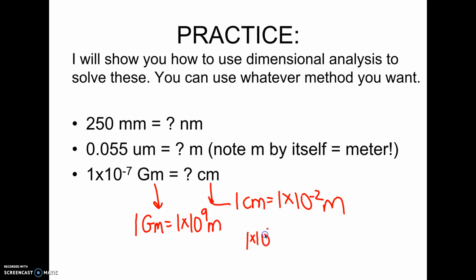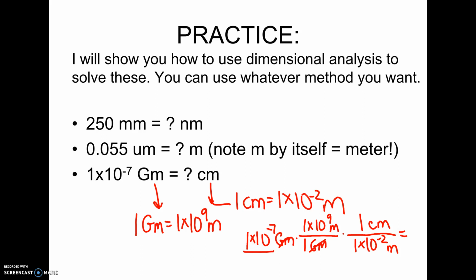And now I can set it up. So 1 times 10 to the negative 7 gigameters times 1 gigameter on the bottom so that it cancels is 1 times 10 to the 9th meters. Now I need to cancel meters to get to centimeters. So 1 times 10 to the negative 2 meters is 1 centimeter. I'm going to do 1 times 10 to the negative 7 times 1 times 10 to the 9th divided by 1 times 10 to the negative 2, and your calculator may just give you 10,000, or it might give you 1 times 10 to the 4th, and again, our units here are centimeters.